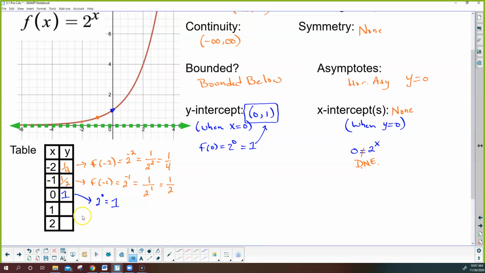And then the rest of these are really friendly. If I do 2 to the first power, that's 2. If I do 2 squared, that's 4. But look at, we're growing, and this is actually called a doubling function because the base is 2. So every unit of x, we're doubling the value. And that's why our growth is going up. Now notice, why is this a growth function?